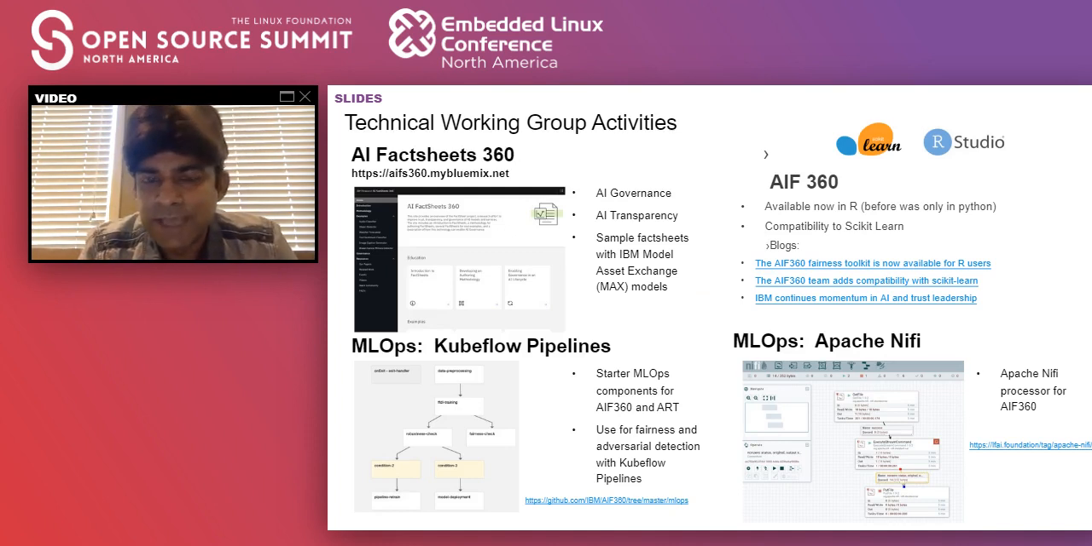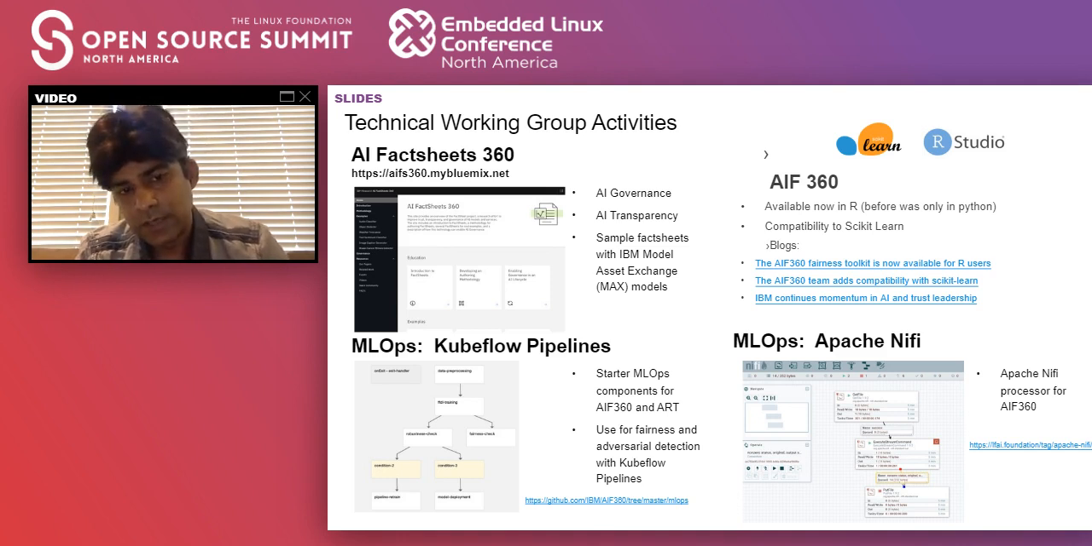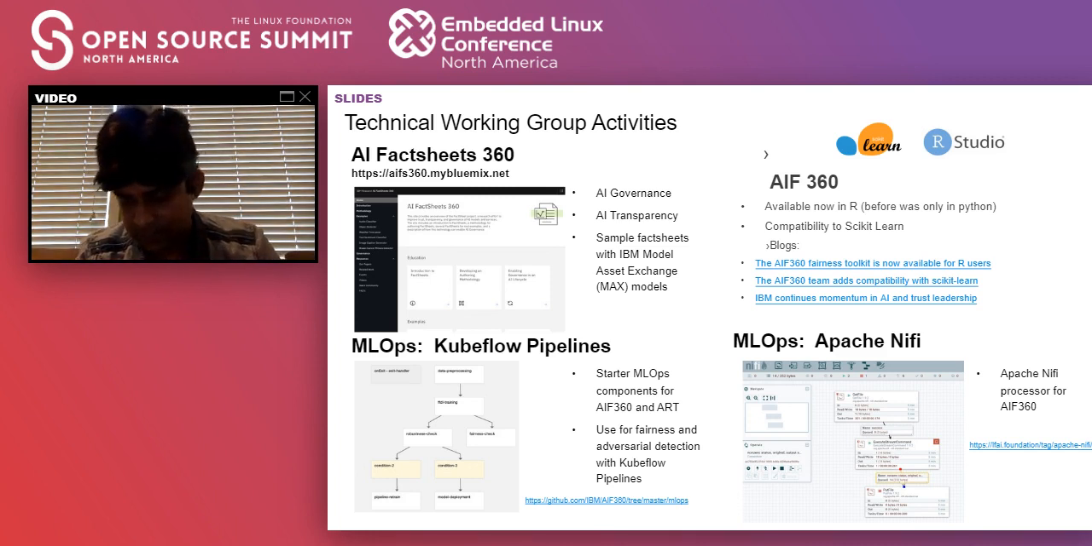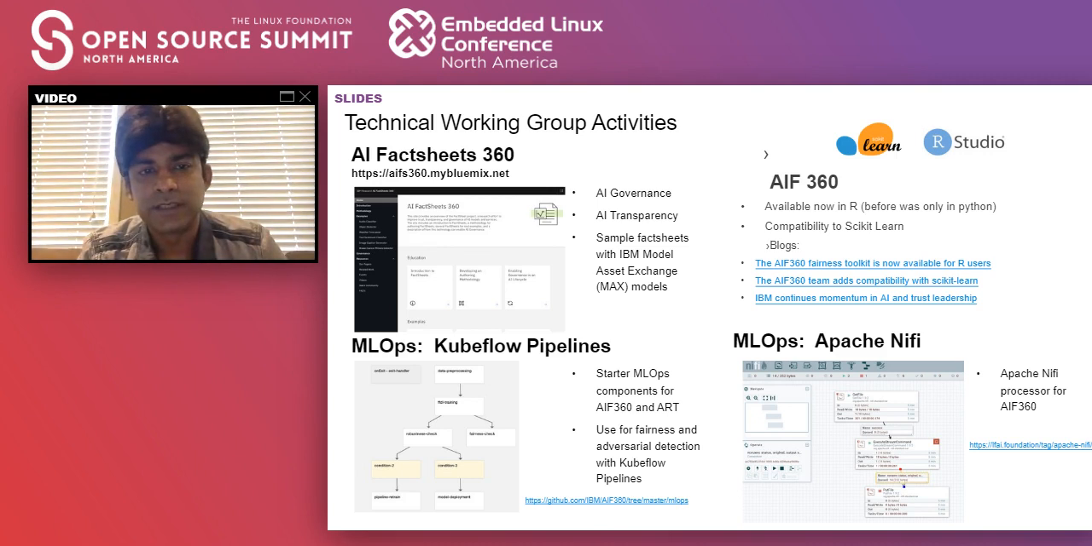As I mentioned, some of the activities in the technical working group: one of the presentations we had was around how to use the Apache NiFi AI Fairness 360 preprocessor. We also had presentations around how you can leverage fairness and robustness in your Kubeflow pipelines if you're leveraging them. Then there have been presentations around work other parts of IBM have been doing to make AI Fairness 360 compatible with the scikit-learn community or with R. There was a version of AI Fairness 360 launched for R users to be used within that particular community. And definitely a very recent one around AI fact sheets.